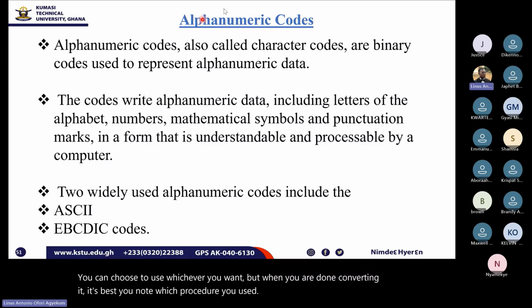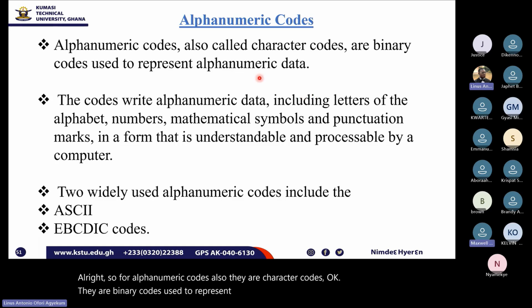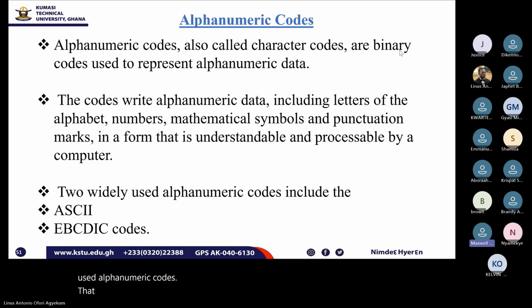All right, so for alphanumeric codes also, they are character codes, okay? They are binary codes used to represent alphanumeric data, that is alphabetical and numerals, okay? So here you have letters of the alphabet, numbers, mathematical symbols, and punctuations and all that. Now, there are two widely used alphanumeric codes. That is the ASCII and then the EBCDIC codes.